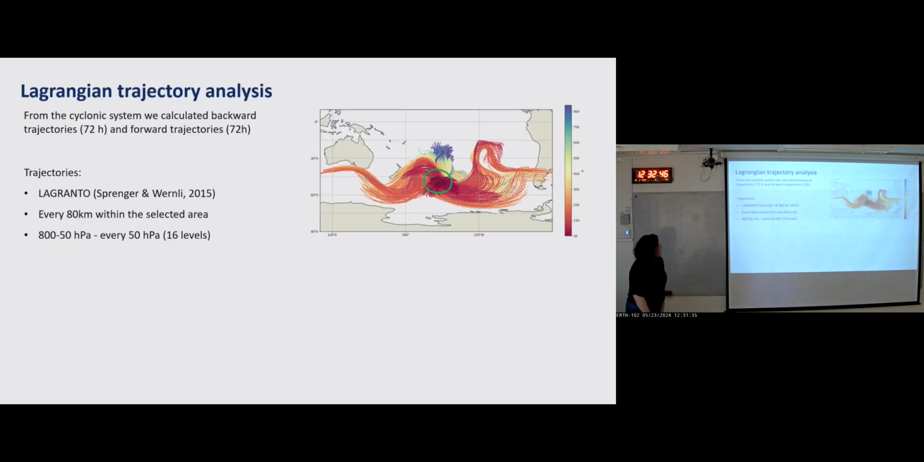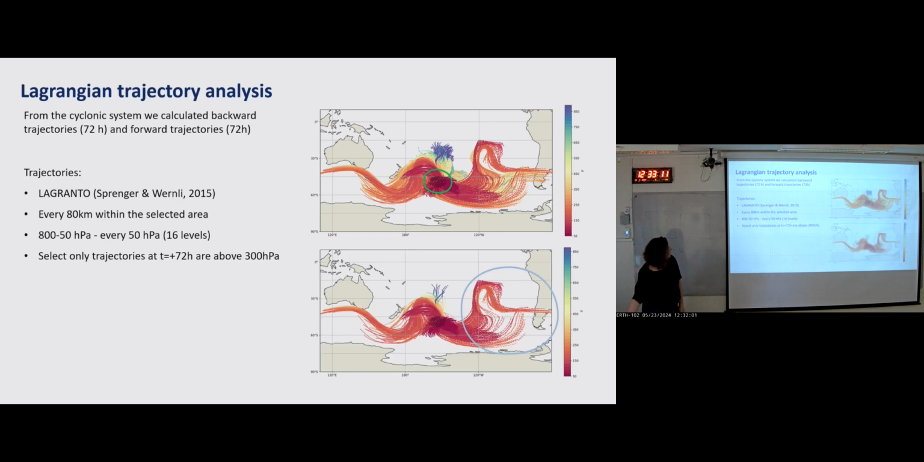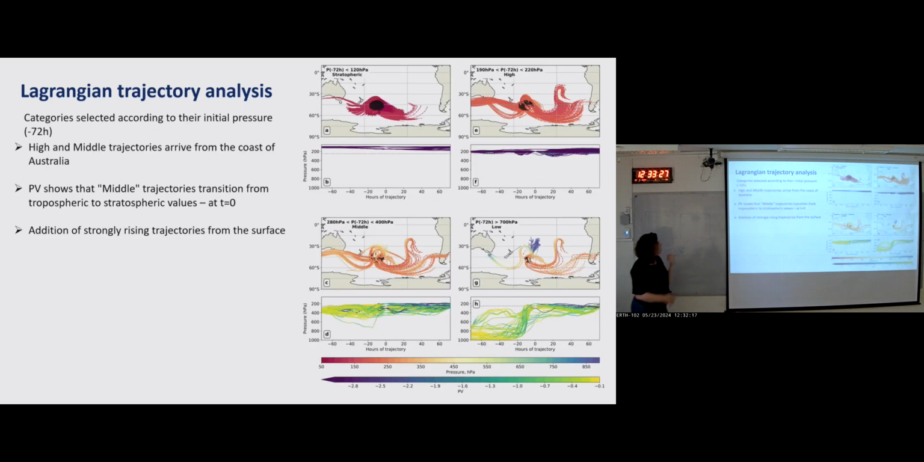So we went back to the trajectory analysis, and we took this one place where we saw some vertical motion or something happening, and we calculated forward trajectories and backward trajectories from the same location. And we take the entire troposphere, so from 800 to 550 hectopascals. We have 16 levels in between them, and we calculate all these trajectories. So these are, of course, too many. So we only select the ones that, at the end of the 72 hours here, are located above 300 hectopascals. So only the ones that are actually ending up in the UTLS or in the stratosphere itself. And now what we can do is we can take these selected trajectories and look back.